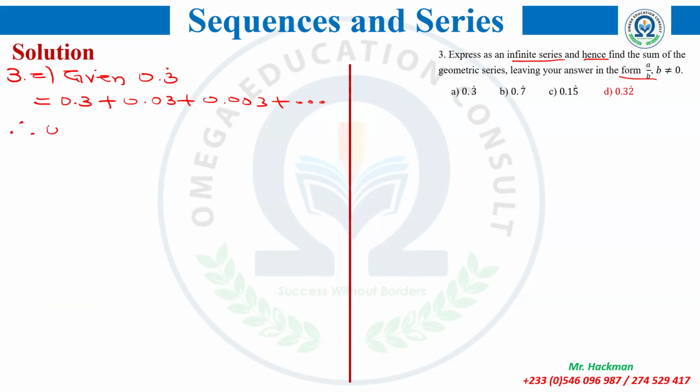Therefore, my 0.3 recurring in terms of an infinite series will be 0.3 plus 0.03 plus 0.003. In every sequence, the first 3 terms will be okay. In the same way, in every series, the first 3 terms will be okay. Don't forget to introduce your plus ellipsis, because we said it will be infinite.